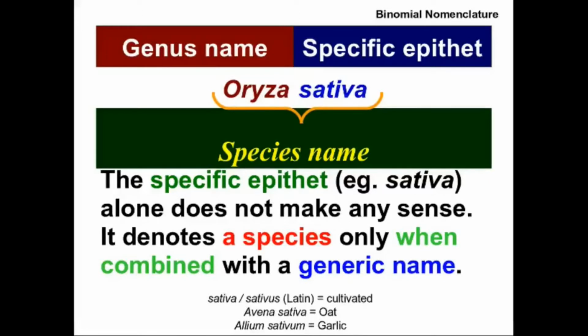The meaning of sativa is the cultivated one. There are many other plant names which have sativa as the specific epithet. For example, oats, Avena sativa. Then garlic, Allium sativum. So sativa means a cultivated one. So that's the point. It is in combination with Oryza only that it refers to the Asian rice.